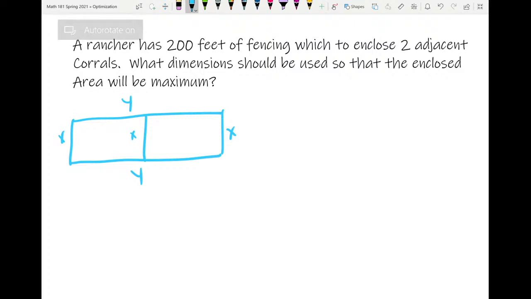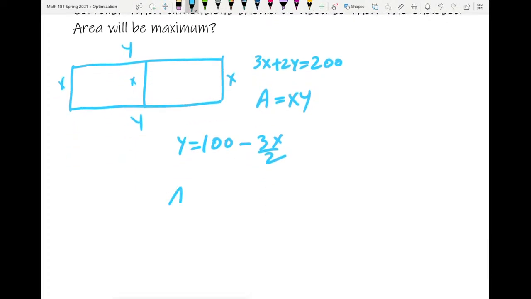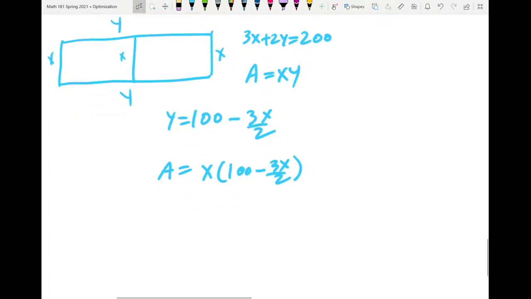So the first one gives us the dimensions. If I add all the fences, I get 3x plus 2y equals 200, and the area is x times y. Again, I have two variables, so convert them into one. Plug that into the area equation. If we simplify it, we get 100x minus 3x squared over 2.